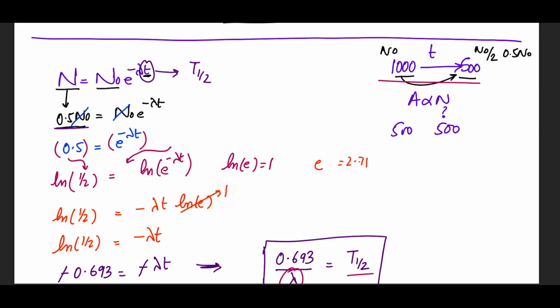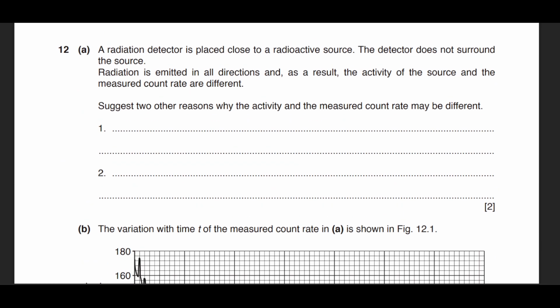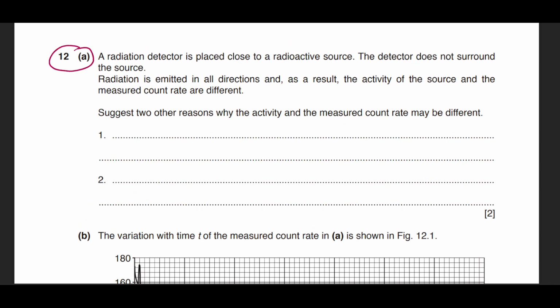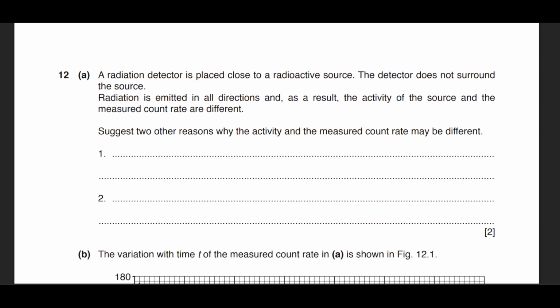Okay. All right, let's move to a simple question. This is also a part of the syllabus, which is not mentioned here, but I will discuss it. That is why I'm doing this question. It says that a radiation detector is placed close to a radioactive source. The detector does not surround the source, and the source emits radiation in all directions. As a result, the activity of the source and the measured count rate are different.